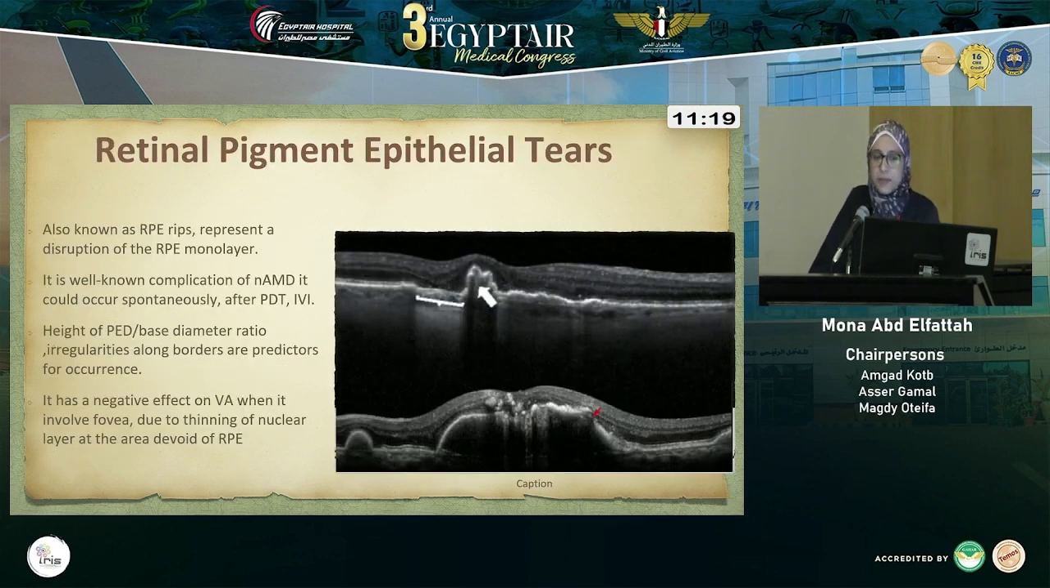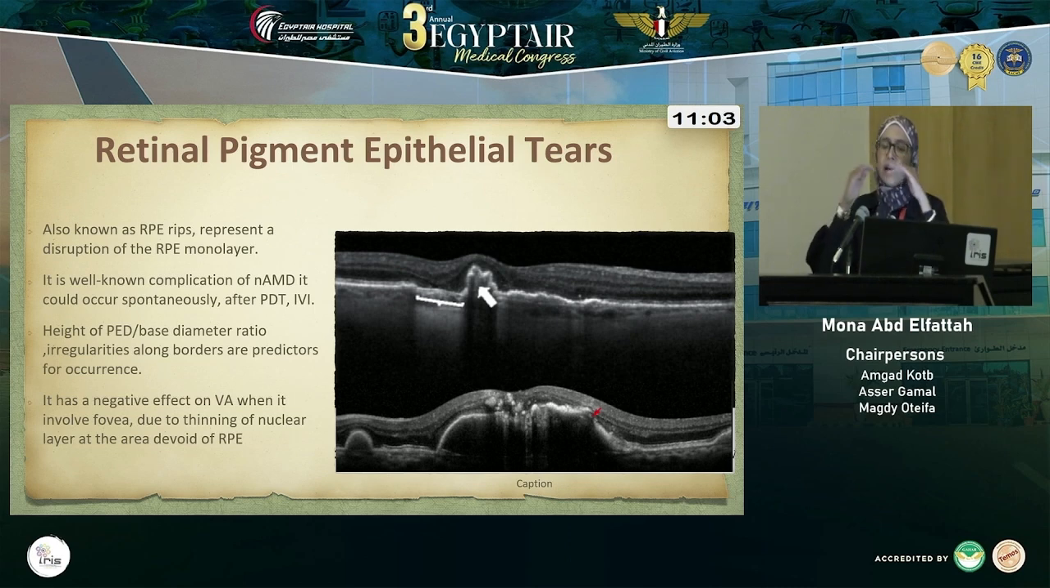Retinal pigment epithelial tail, also known as RPE ribs, represents the distribution of the RPE monolayer. It is a known complication of neovascular AMD. It can occur on its own, after intravitreal injection, or after photodynamic therapy.